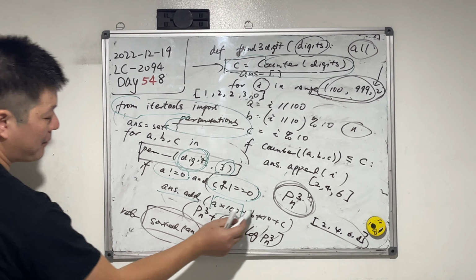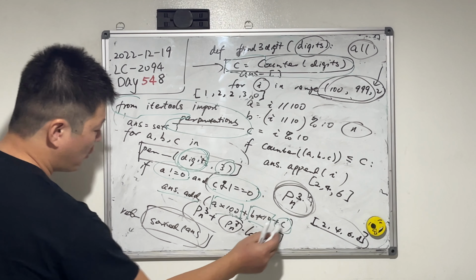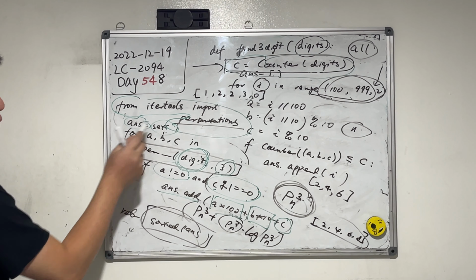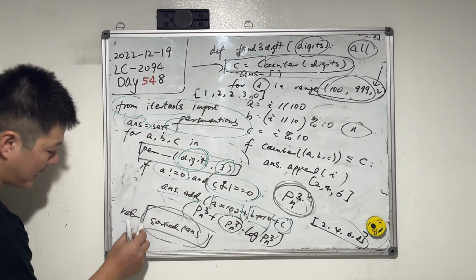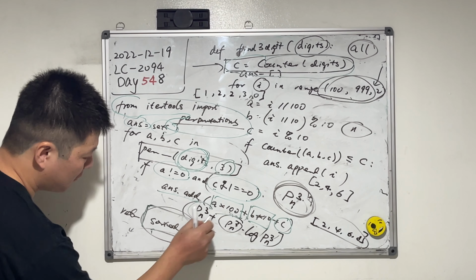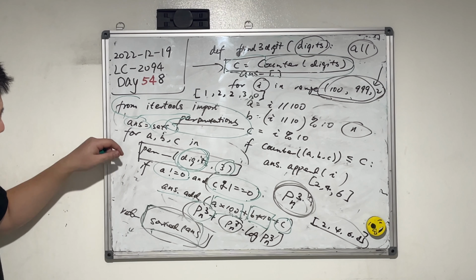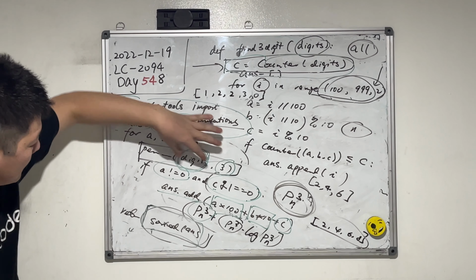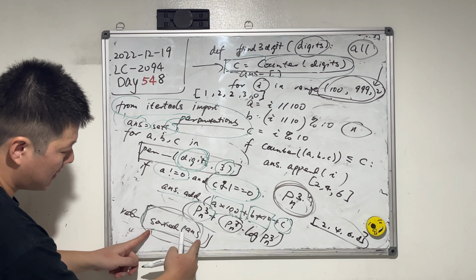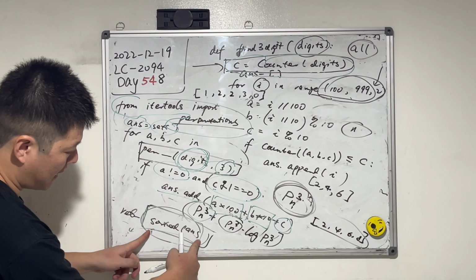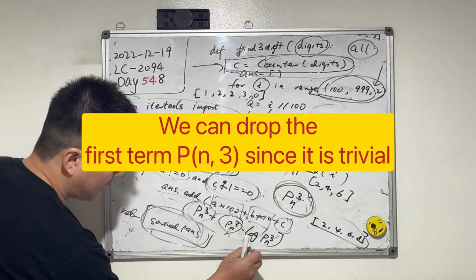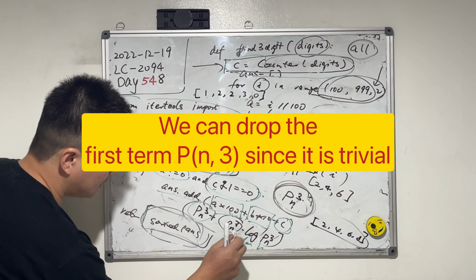A is 100, B is 10, C is 1. And the answer is a set, to prevent duplicate numbers. At the end we need to sort it, which is O(n log n), where n is Pn3. So the time complexity is Pn3 plus Pn3 times log Pn3.